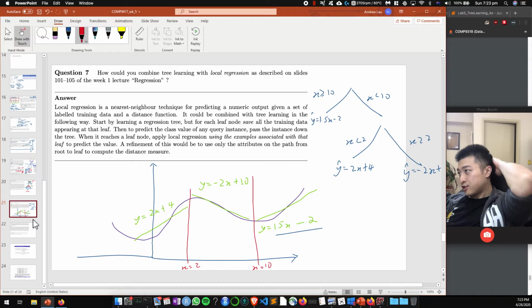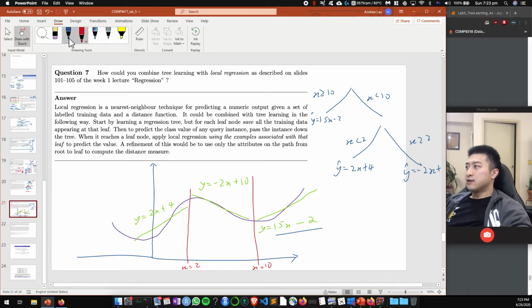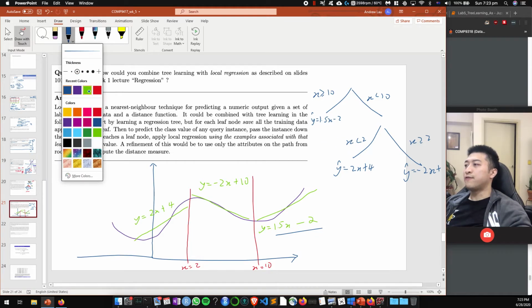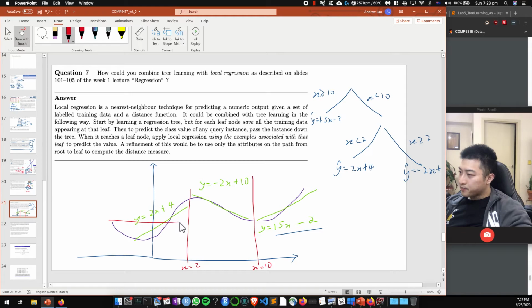Cool. Next question: how could you combine tree learning with local regression as described on slides 101 to 105, right? As I touched on before, it's kind of like your model tree. So instead of using, say, the majority class or the average, you effectively fit a linear regression model at the leaf node. If you used your stock standard decision tree, it'll be something like this. Your y hat for your normal decision tree would look something like this, right? The green is the y hat. If you use, let's call it, the regression model tree.